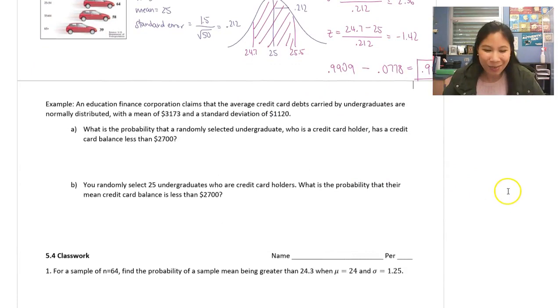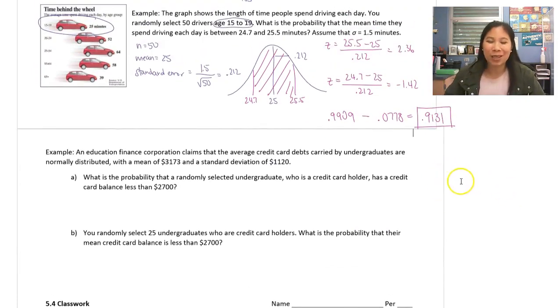All right, one more example just to really make sure we got this. So this time an education finance corporation claims that the average credit card debts carried by undergraduates are normally distributed. So, oh my goodness, right there, they're already telling us it's a normal curve. Mean of $3,173 and a standard deviation of $1,120. For part A, what is the probability that a randomly selected undergraduate who is a credit card holder has a credit card balance less than $2,700?